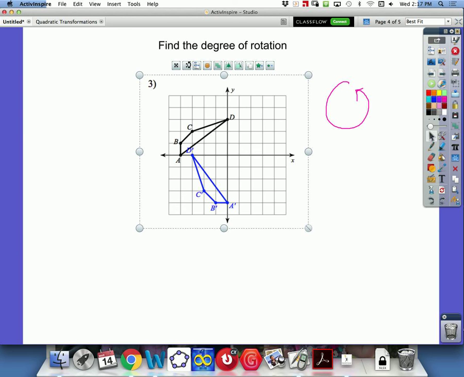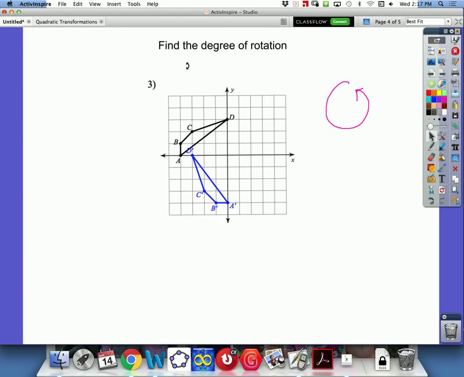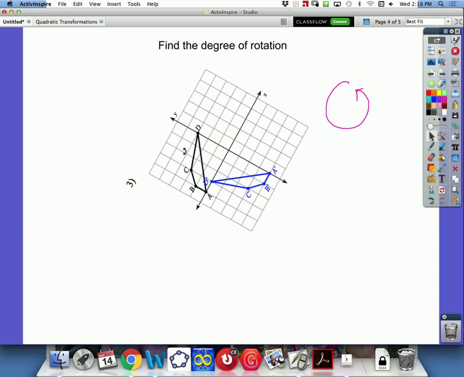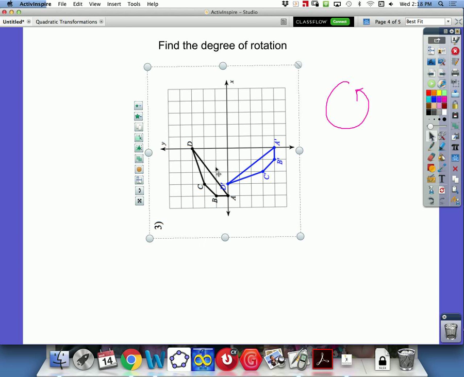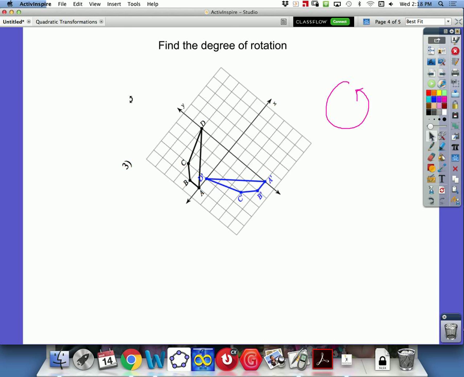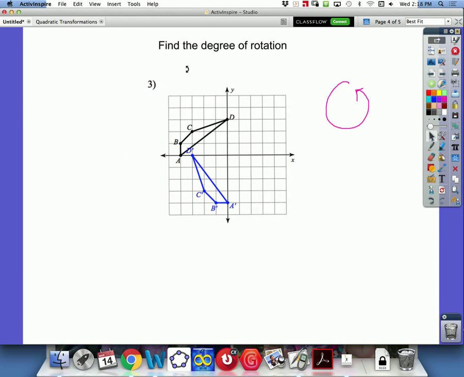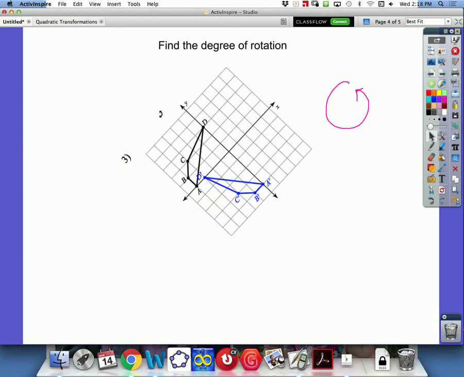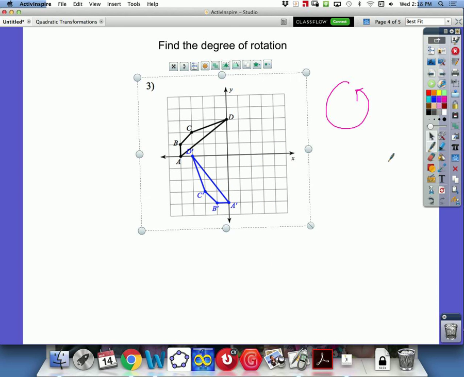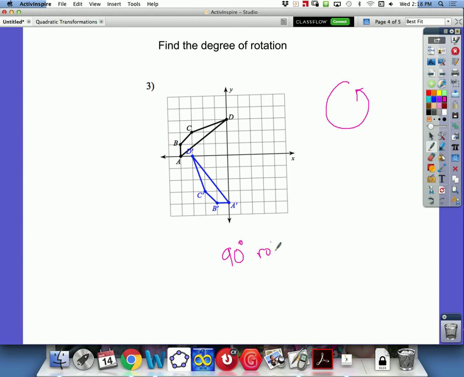So what we can do is we're just going to take it, I'm going to turn it to the left 1 turn, and right away I notice this shape looks like the blue did before, because there's the blue. I turn it, it looks the same. So that means that this is a 90-degree rotation, and that's all you have to do.